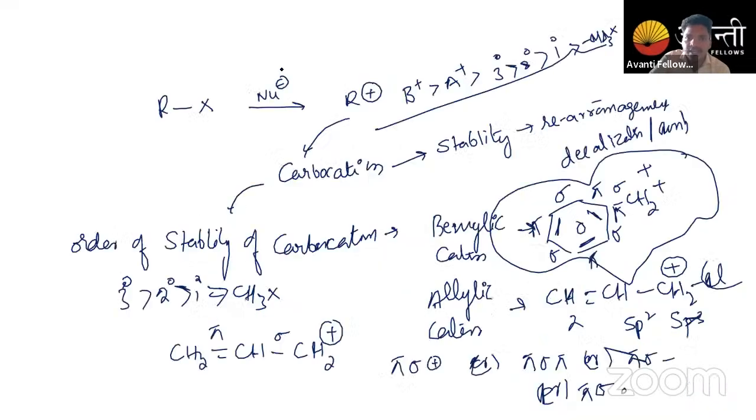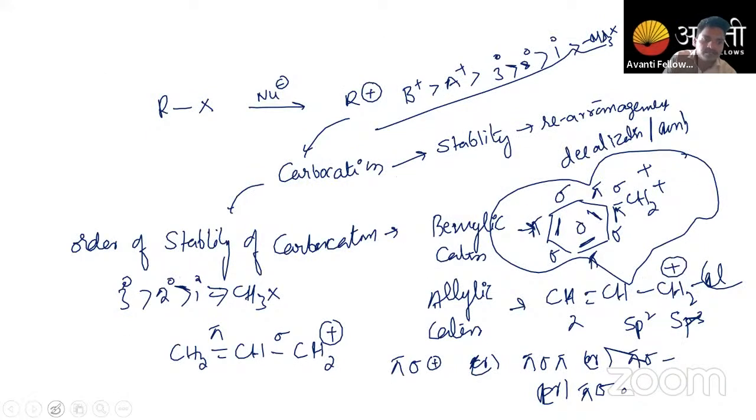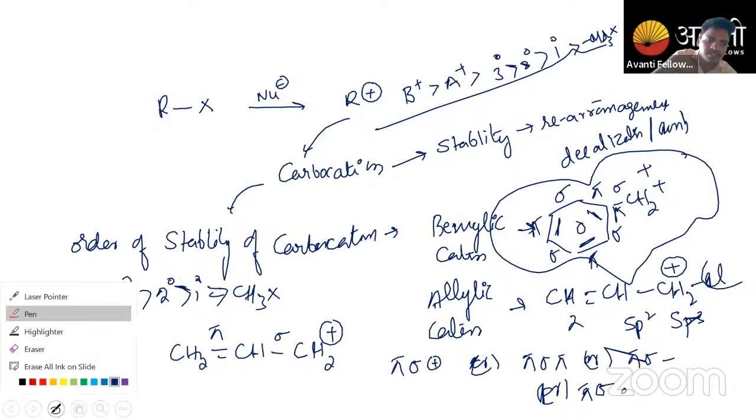Okay, so again I'll repeat the SN1 and SN2 reaction. So let me erase this stuff. Okay, just give me a time. I will again explain. Let's suppose I have a carbon with X, Y, Z, and let's suppose this is R. Okay, so 4 different groups are attached.